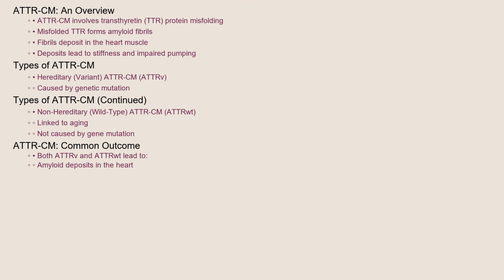ATTR-CM occurs when a protein called transthyretin, or TTR, misfolds and clumps together, forming amyloid fibrils. These fibrils deposit in the heart muscle, making it stiff and unable to pump blood effectively.